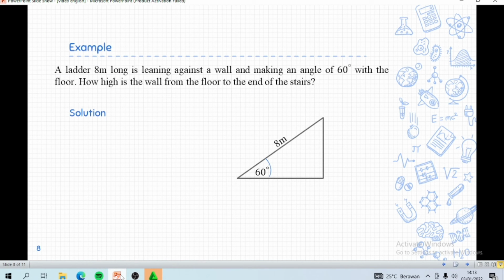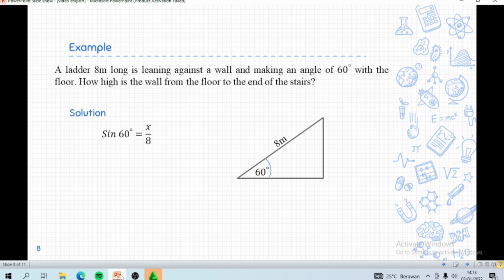The second example, a ladder 8 meters long is leaning against a wall and making an angle of 60 degrees with the floor. How high is the wall from the floor to the end of the stairs? Solution.